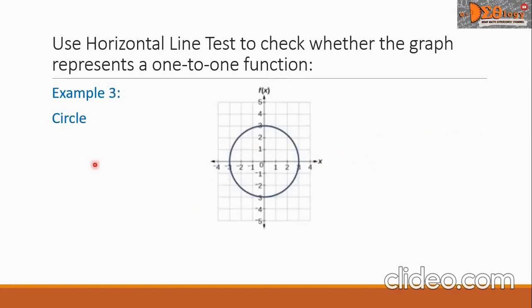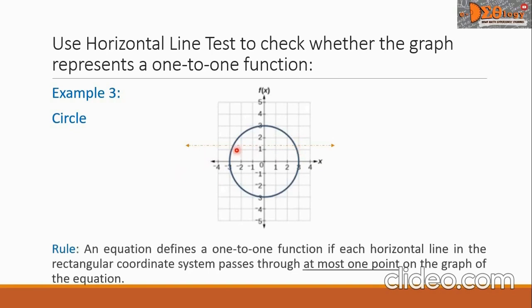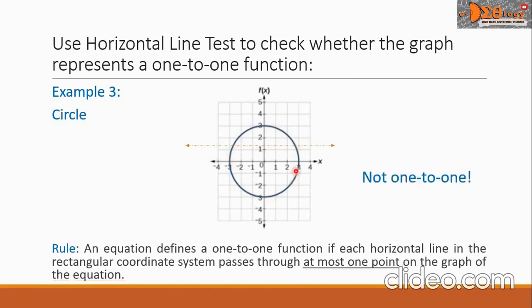Let us have example 3, a circle. Let us draw a horizontal line, and we can see that this horizontal line touches the circle in 2 points. And we know already the horizontal line test, so we can say that a circle does not represent a one-to-one function.